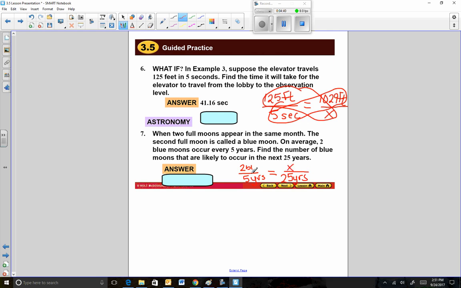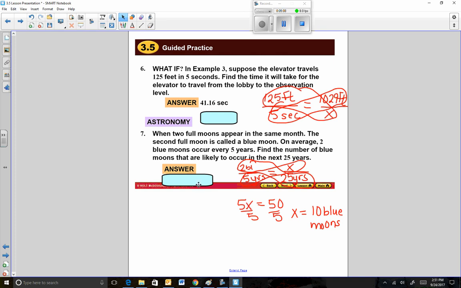Cross multiply, so we get 5x, and 2 blue moons times 25 years, well, that's going to be 50. Divide both sides by 5, and x equals 10. So you should have 10 blue moons. And let's take a look at their answer. 10 blue moons.